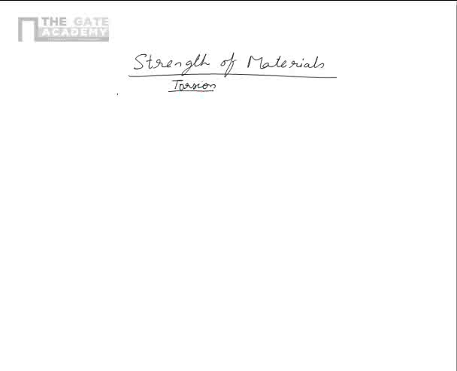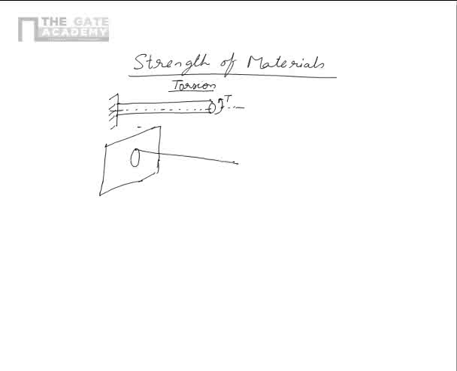Now what happens in torsion is we have a bar of a particular diameter, for example, and we apply a torque to it, T. This torque is applied about the longitudinal axis, and torque T causes what is known as a twist of the bar. So if I draw a three-dimensional picture of this bar, I have this bar here, so it twists like that.